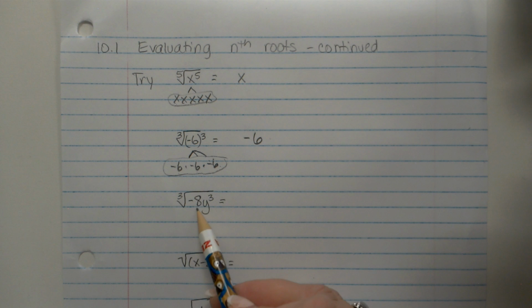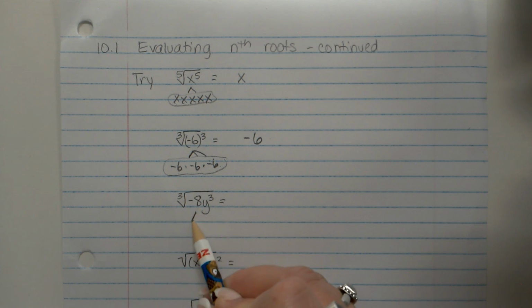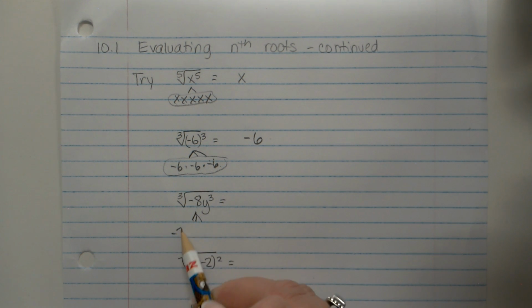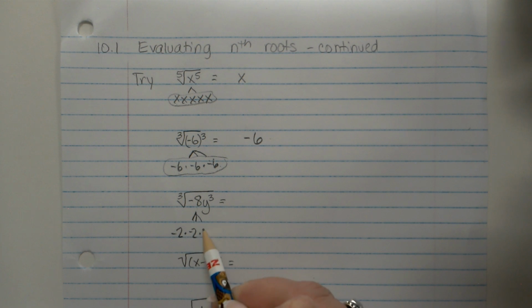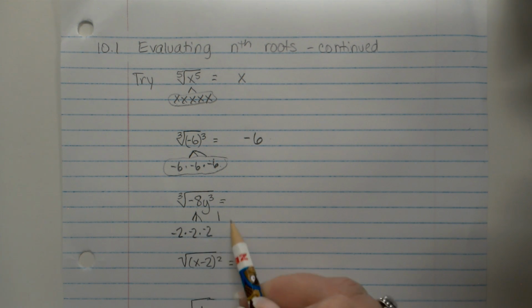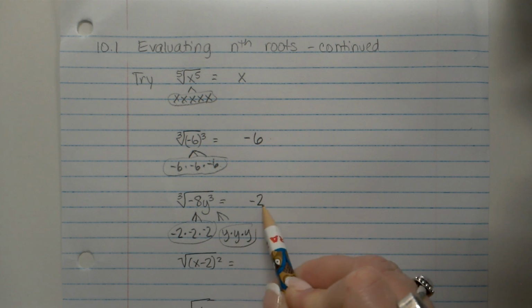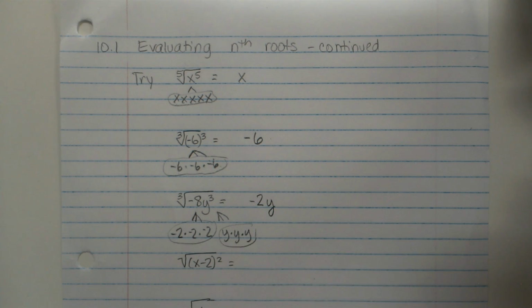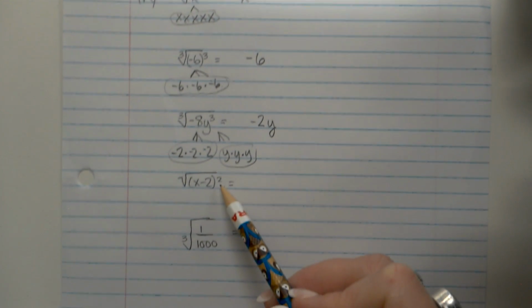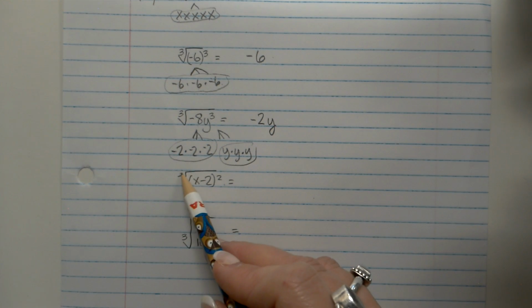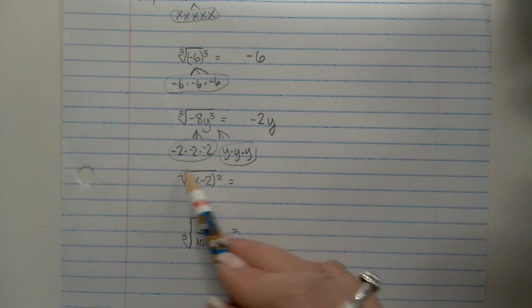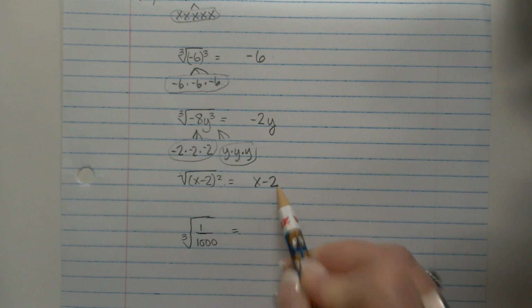All right, again, this is an odd root, so I could split this up into negative 2 times negative 2 times negative 2, and then I can split this guy up into y times y times y. That's what y cubed is. So I have a perfect set of 3 here, and a perfect set of 3 here. Now this is the square root of something squared. So again, this root and this power are exactly the same, so I'm just going to get the answer out that I put in.